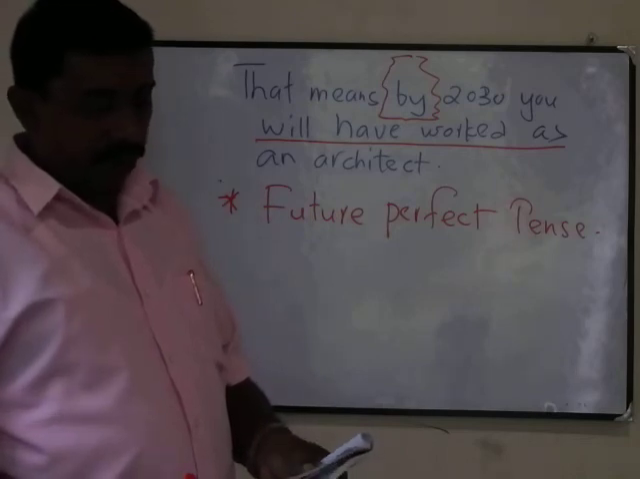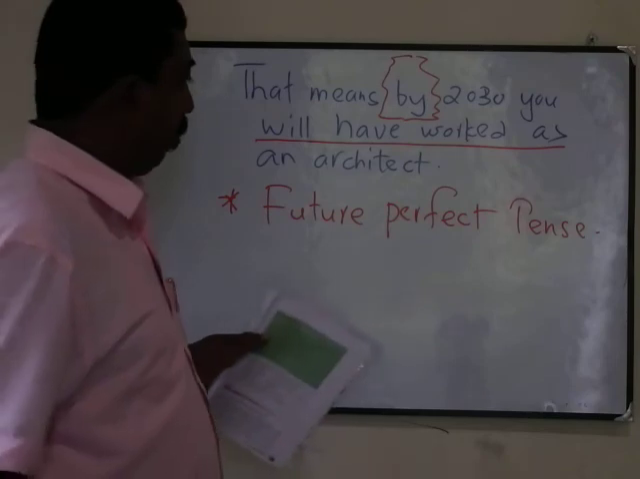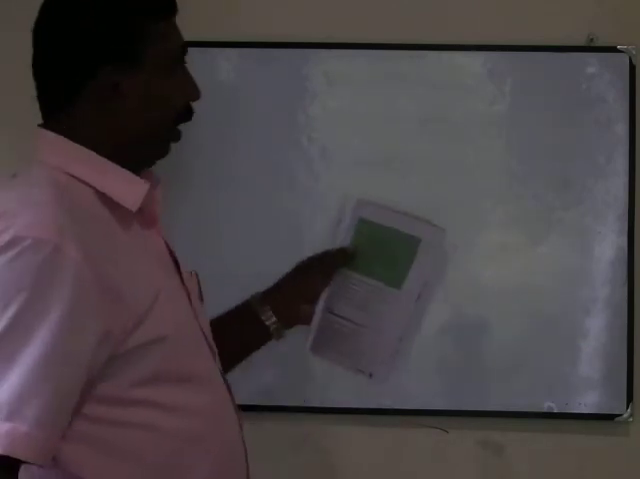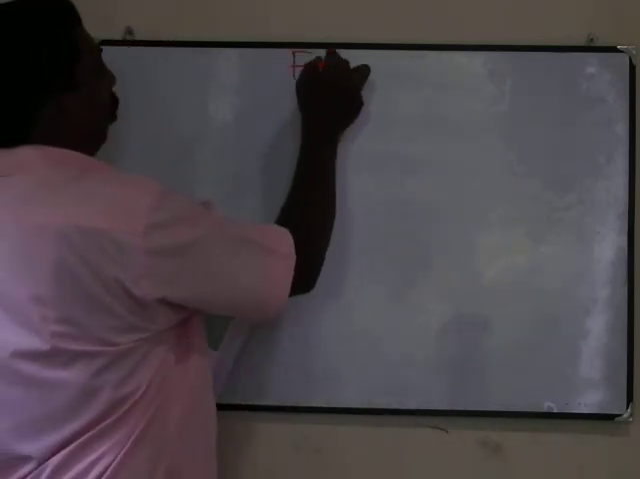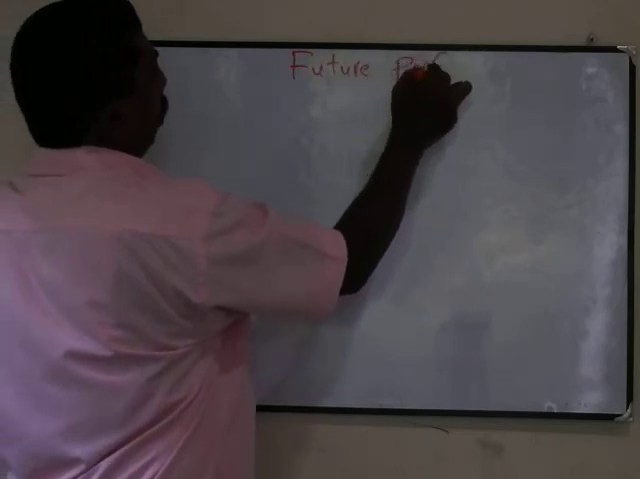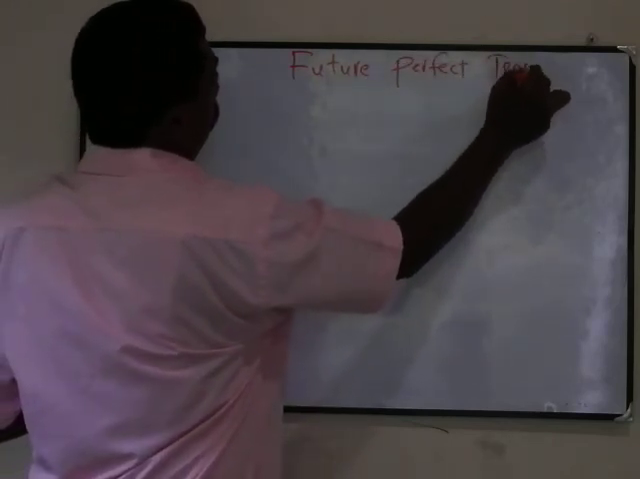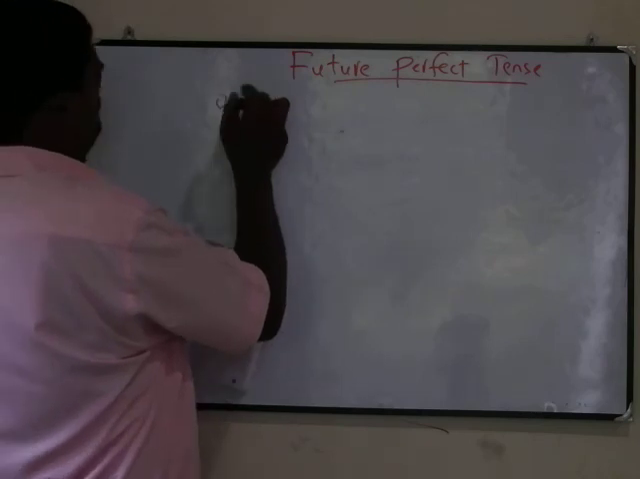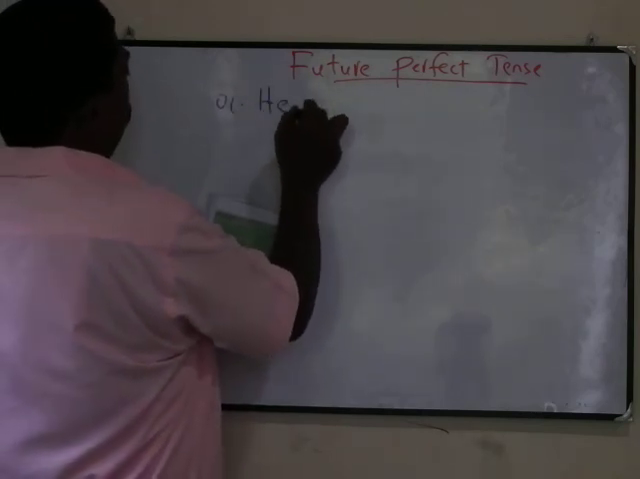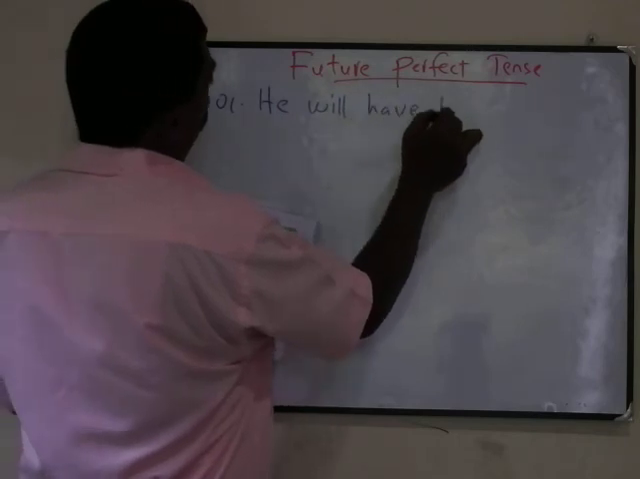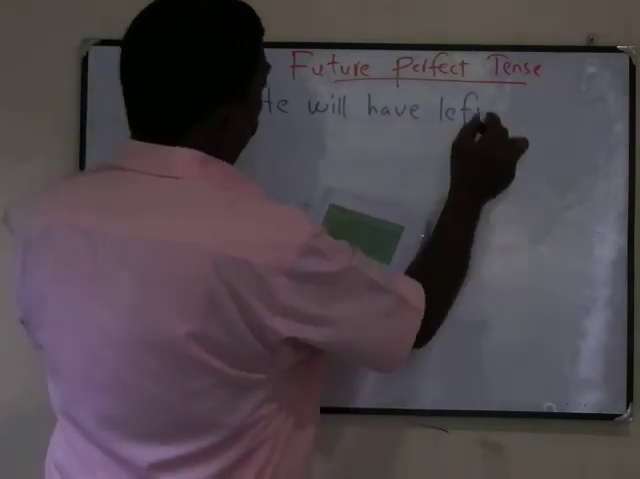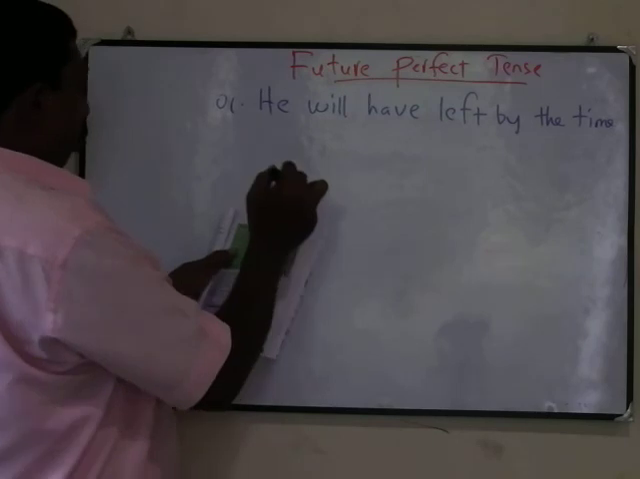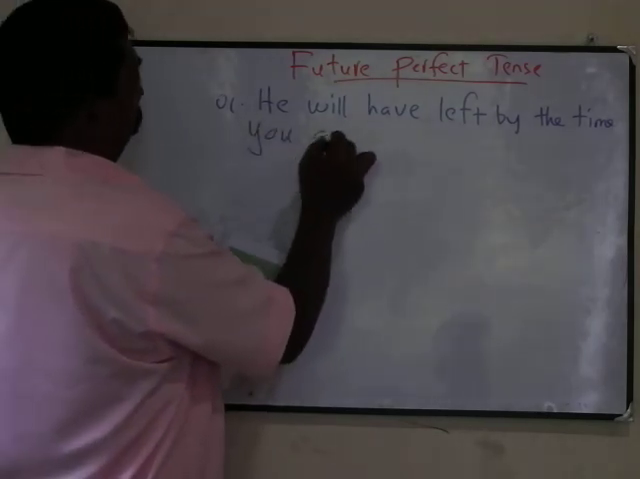The above form is different from the future simple or future continuous. Make a future perfect tense. He will have left by the time you go to see him.